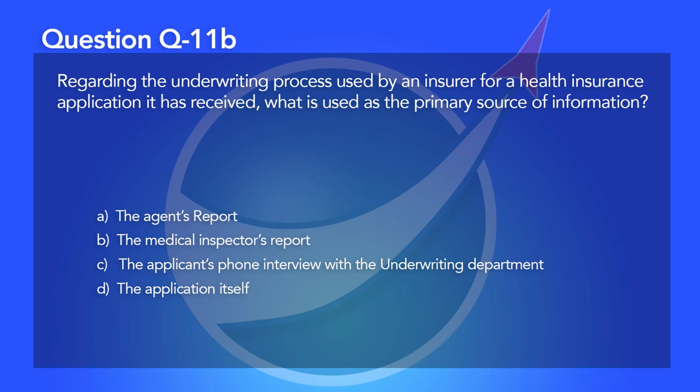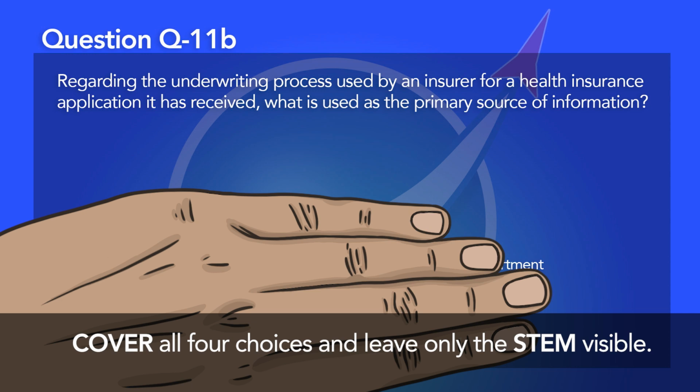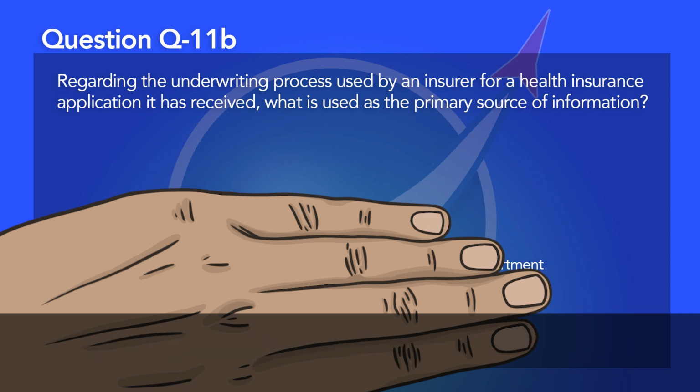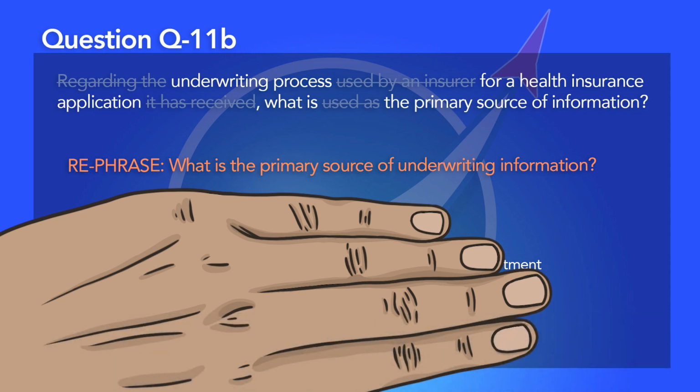Now, obviously you're new to the industry at this point. You're wondering what in the world they're talking about. We're concentrating on the technique. So step one, we're going to cover up all four choices, leaving only the stem visible. And I'm going to rephrase the stem and notice what I do here. What they're really asking in the question is what is the primary source of underwriting information? Do you see that in the bottom part of the stem? What is the primary source of the underwriting information? Good. So I hope you can see that.